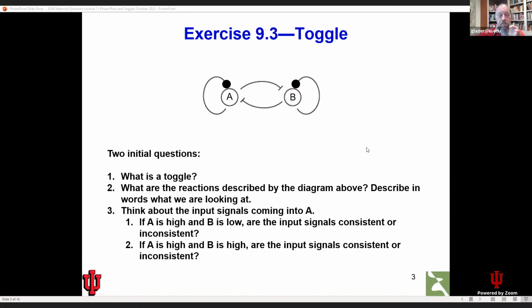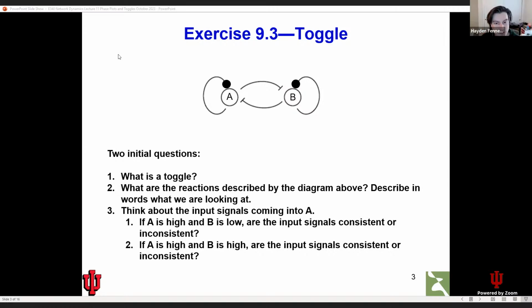What would happen if we just had the feedback A inhibits B and B inhibits A and nothing else? What would that do? Pedro in chat says both go to 0. Well, that's a little tricky. You can play with that. It's not a trivial question to ask. You don't actually need A activating A and B activating B. Just the cross inhibition is enough to get a toggle. So it's worth thinking about that. Okay. So please keep going here.